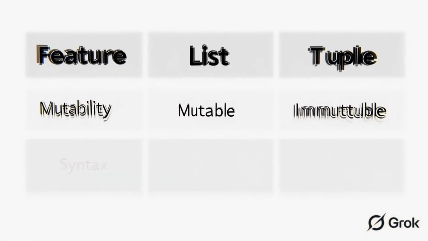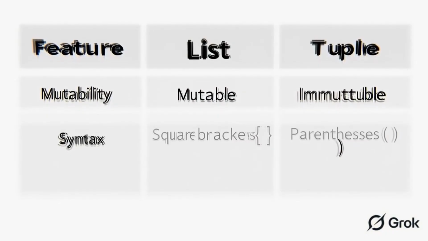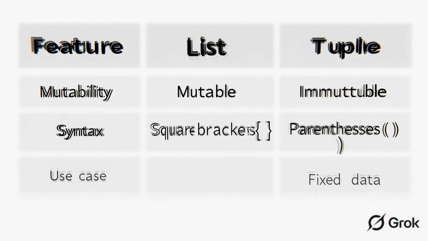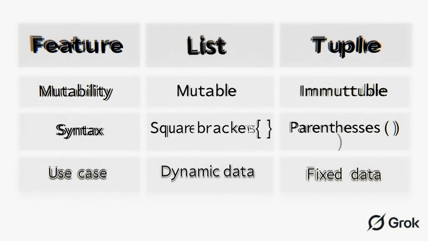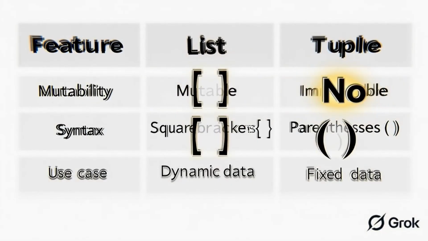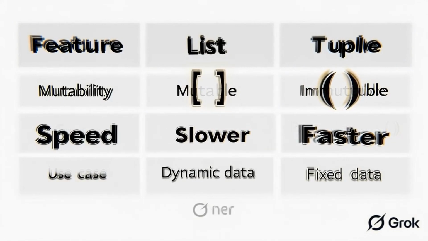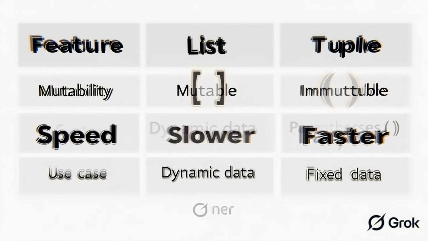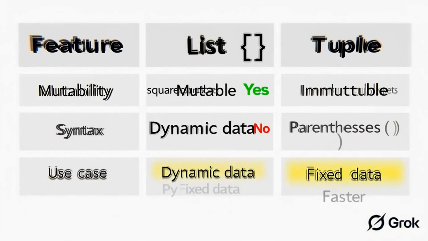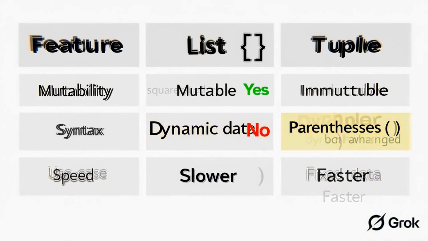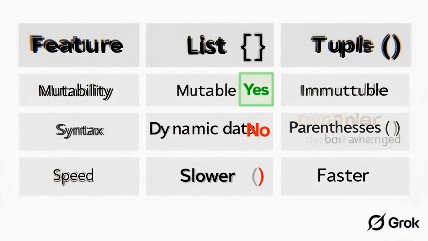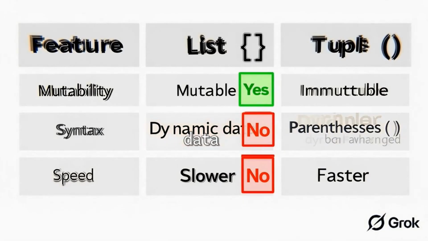So let's compare lists and tuples. Lists are mutable, meaning they can be changed, while tuples are immutable. Use lists for dynamic data and tuples for fixed data. This means tuples are immutable. Lists are useful when data needs to change.